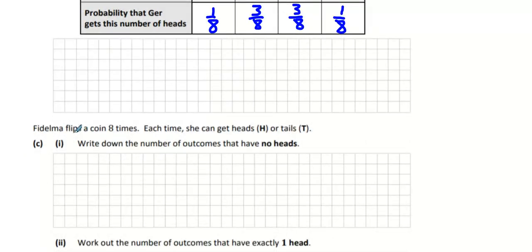Philomena flips a coin 8 times. Each time she can get heads or tails. Write down the number of outcomes that have no heads. Okay, so she does it 8 times. The probability of her getting no heads is 1 in 8. So 8 times 1 in 8 is 1.